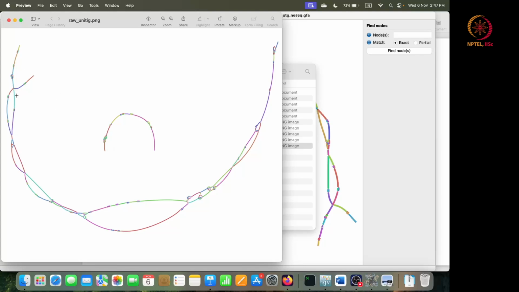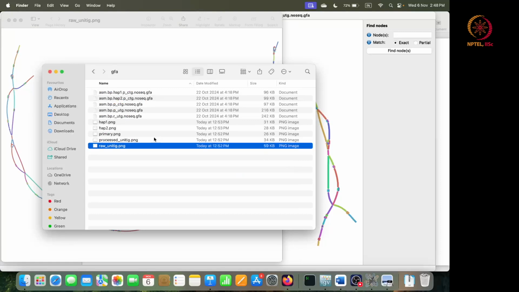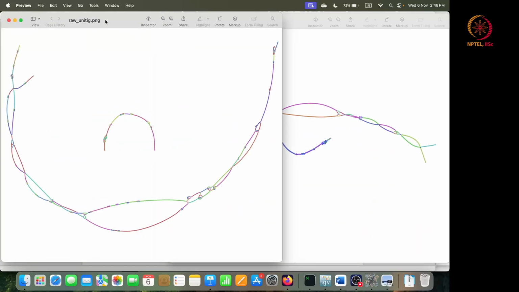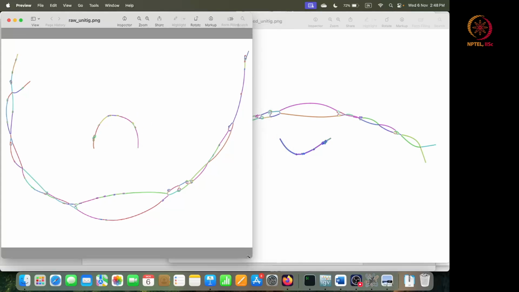You can see that the raw unitig graph now has two components, and one point is that from this raw unitig graph the assembler needs to infer two sets of contigs, one corresponding to chromosome 18 from the father and one corresponding to chromosome 18 from the mother. So let us look at the processed unitig graph. In the processed unitig graph, we can visualize these side by side.